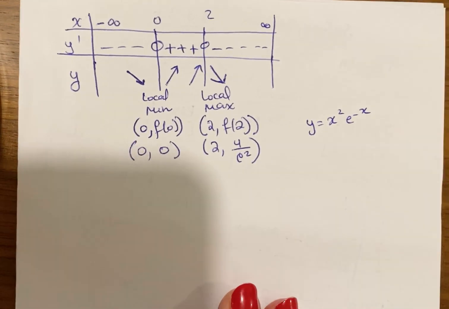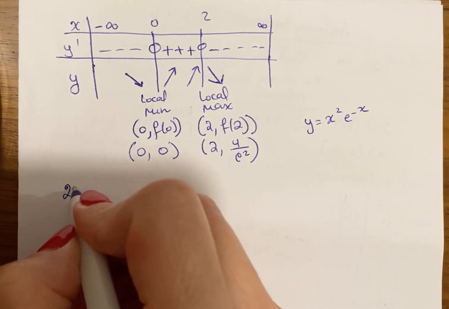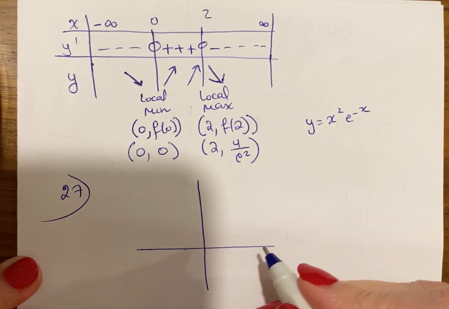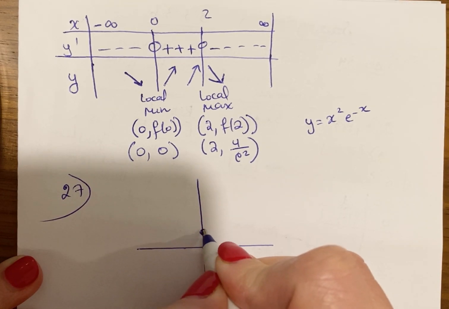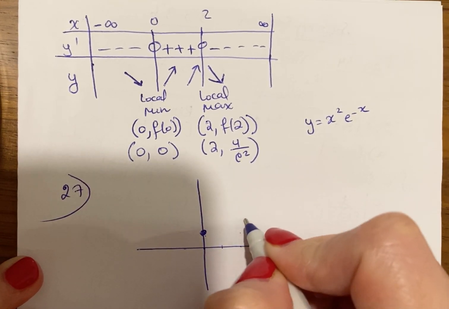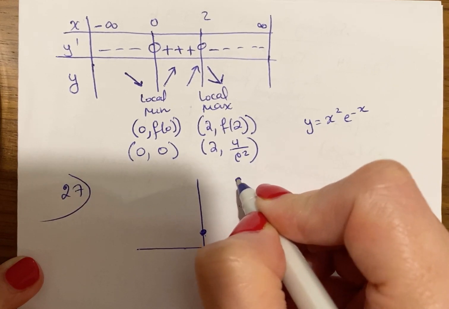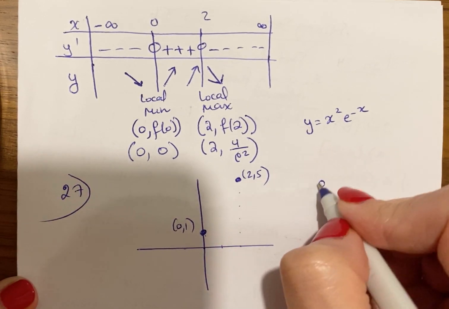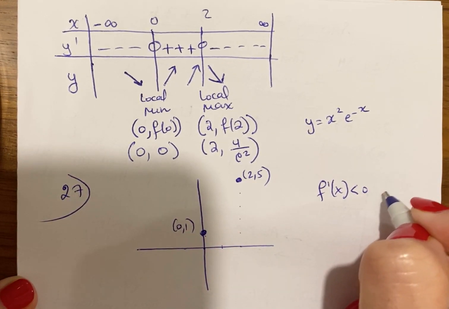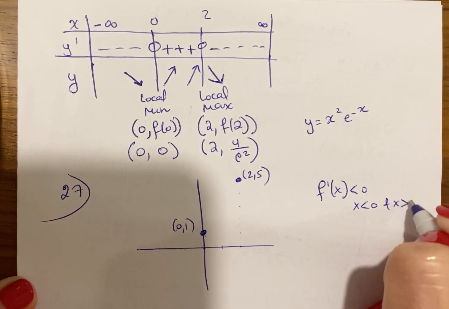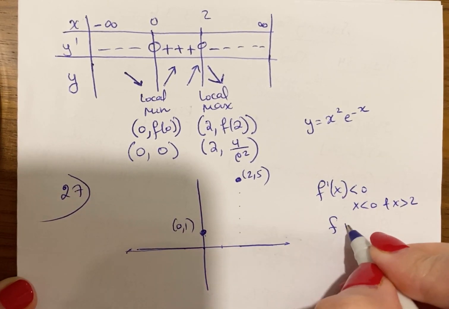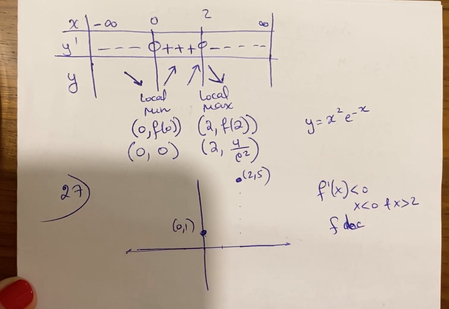So if I just want to work with number 27 for you to understand, it's just a basic thing. Between it, you can do whatever you want. F at 0 is 1. F at 2 is 5. And they're saying that f prime of x is negative when x is less than 0 and x is greater than 2. So when x is less than 0 here, and when x is greater than 2 here, what's happening to the derivative? It's negative. This means, what do I know about the function f? I know that it's decreasing.